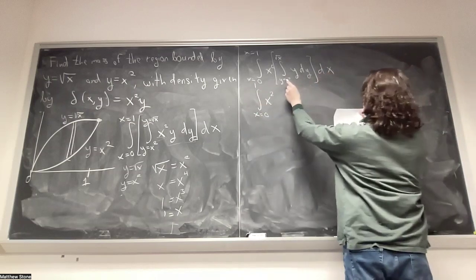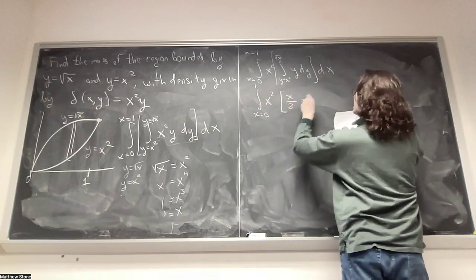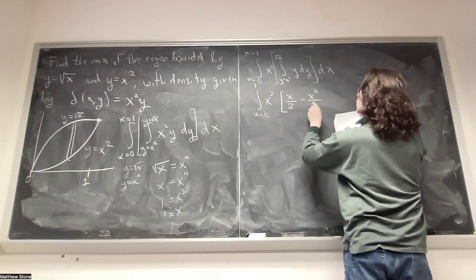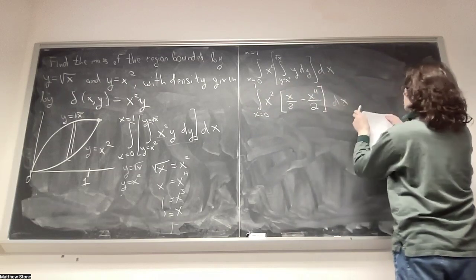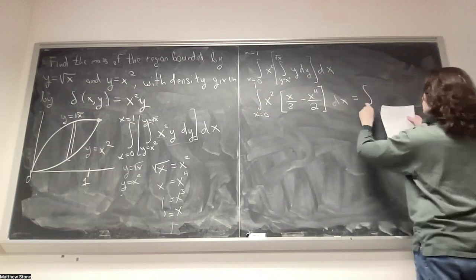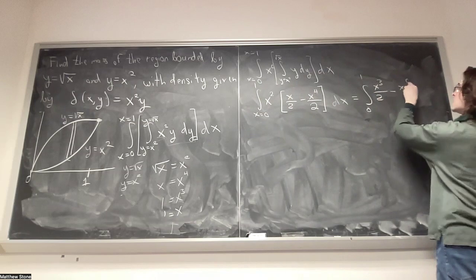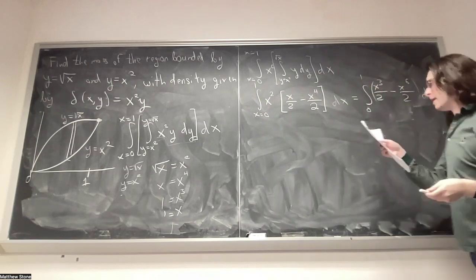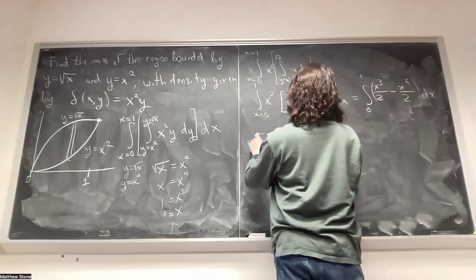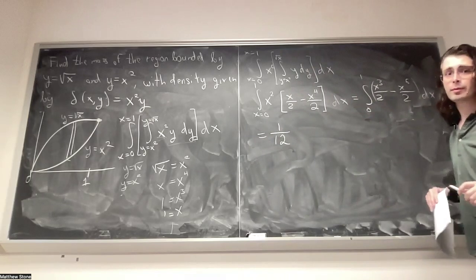After evaluating this integral, what we're going to get is x over 2 minus x to the 4 over 2, which would give us the integral from 0 to 1 of x cubed over 2 minus x to the 6th over 2 dx, which, evaluating, is going to give us 12.